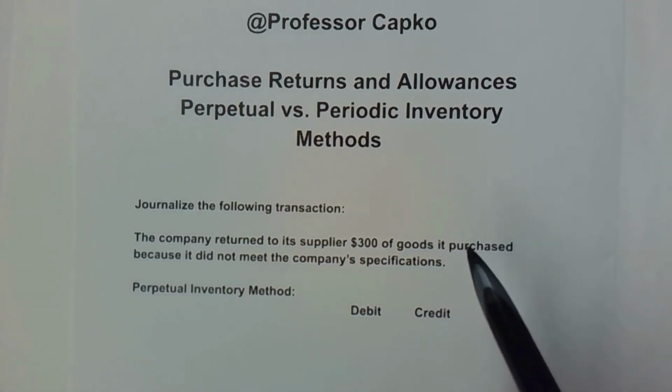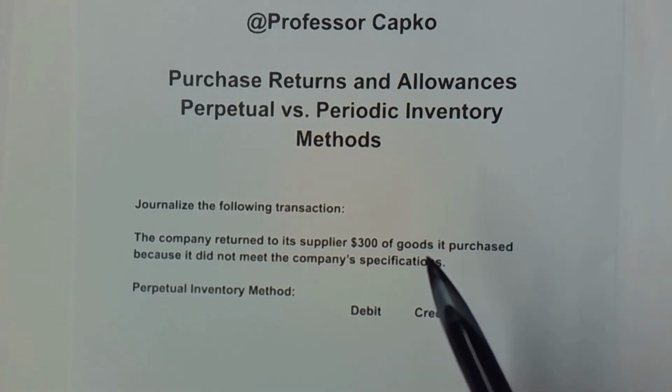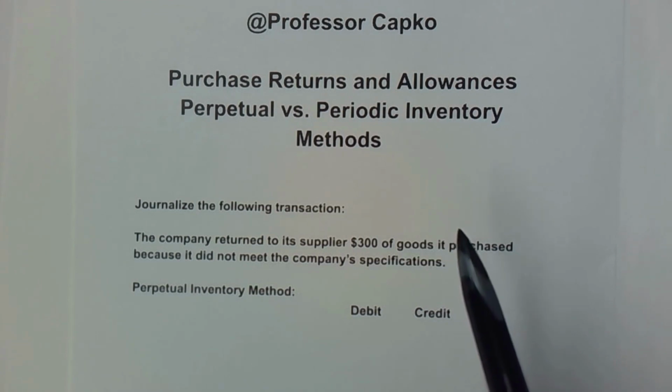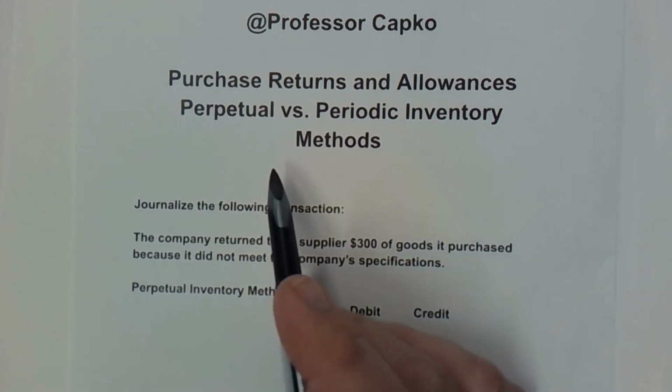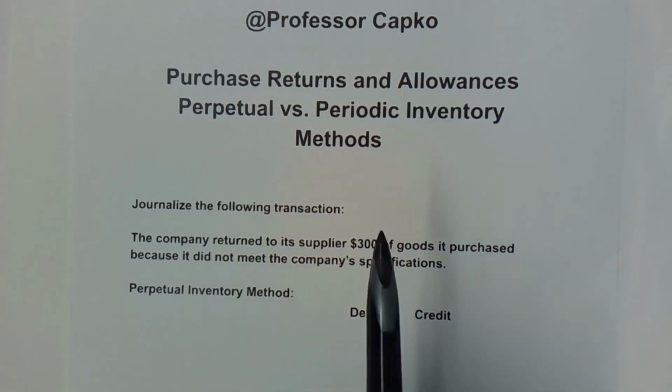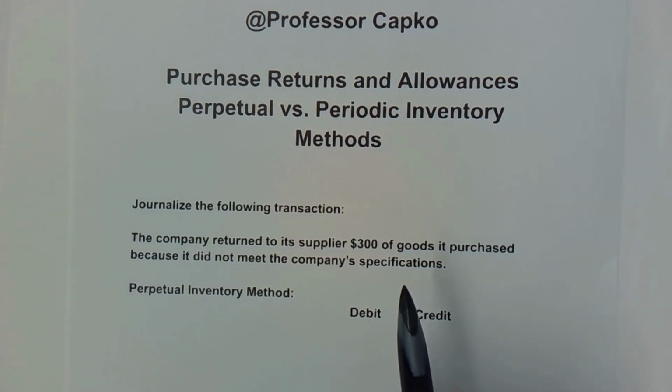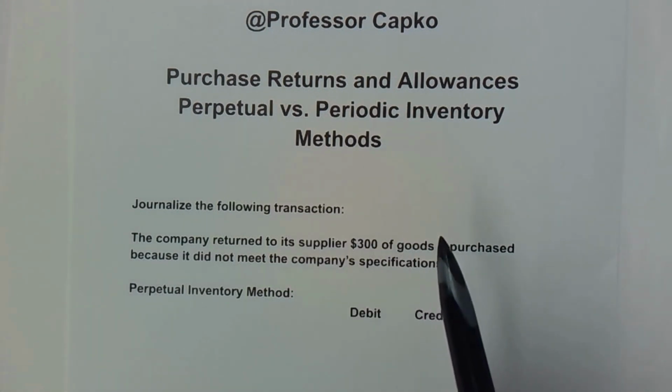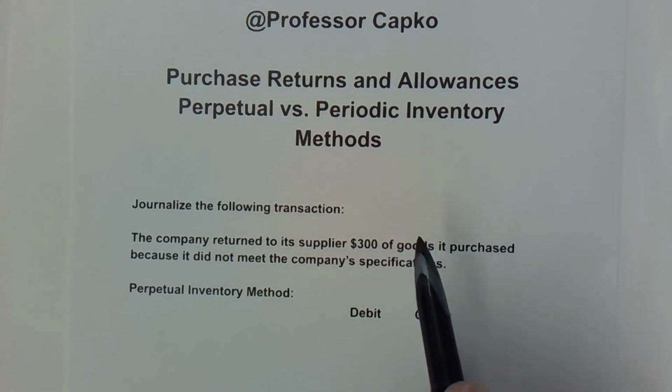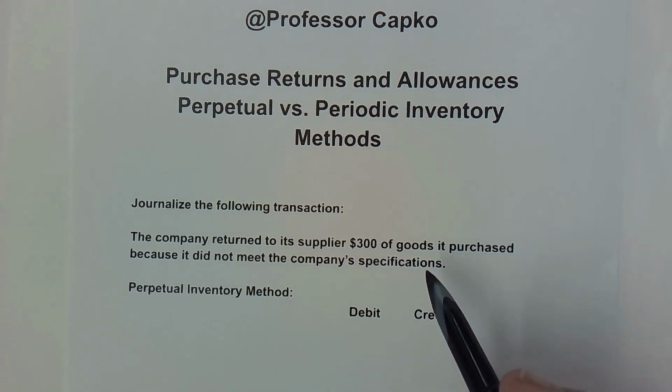In today's video, we're going to talk about how purchase returns and allowances are treated in both the perpetual and periodic inventory method. If you're not sure what a purchase return and allowance is, stick around because we're going to describe that for you and show exactly how to do the journal entries.